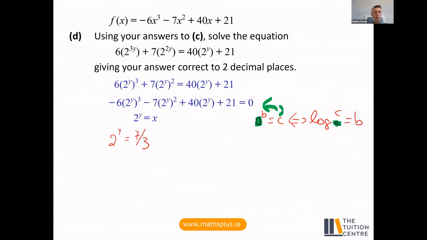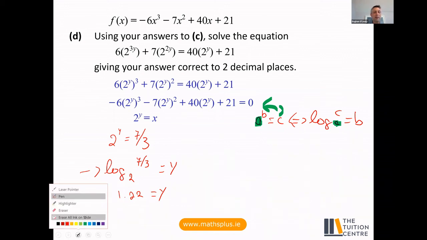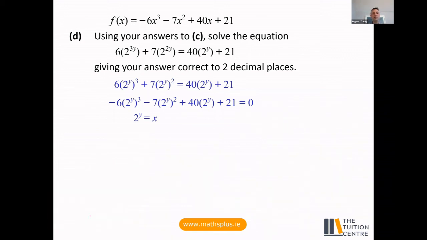So over here, if I have 2 to the power of y is equal to 7 over 3, I introduce logs. The base remains the base. What was the answer becomes the power. What was the power becomes the answer. All I've got to do is type this part into the calculator, and I get an answer of 1.22 equals y. So if you haven't seen that before, you might want to rewind and look at that again. I find that a very useful way of solving indices equations.